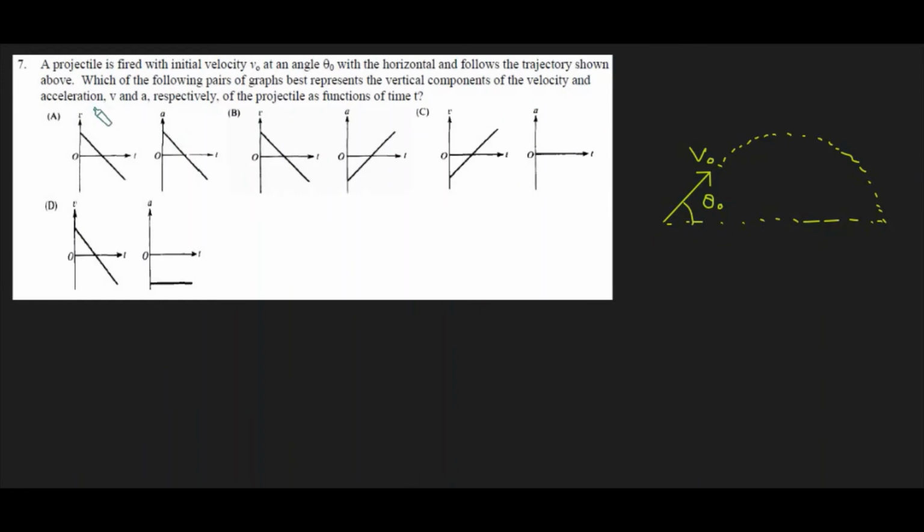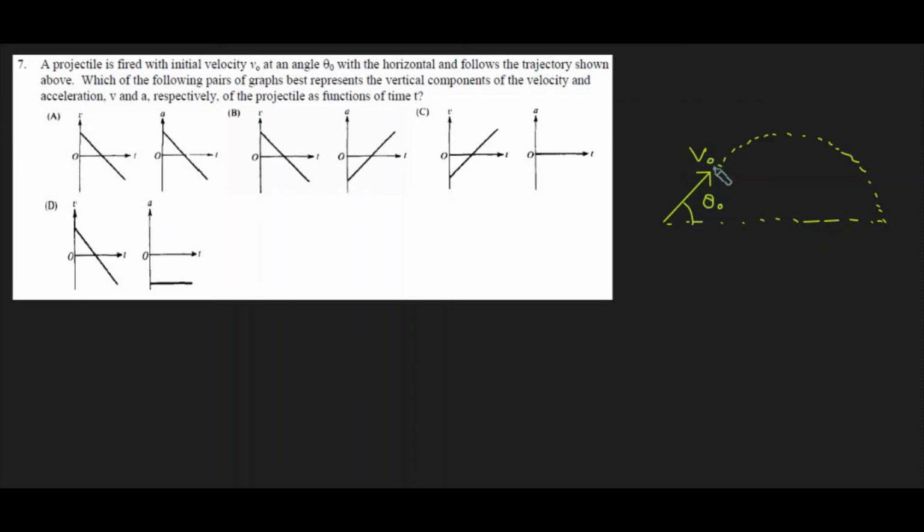Now the question which is related to projectile motion, where it is given a projectile is fired with initial velocity v0 at an angle of theta naught with the horizontal and follows the trajectory. Which of the following pairs of graphs best represents the vertical component of velocity and acceleration, v and a respectively, of the projectile as functions of time t? So here it is given the initial velocity, that is v0, and the angle of projection, that is theta naught.